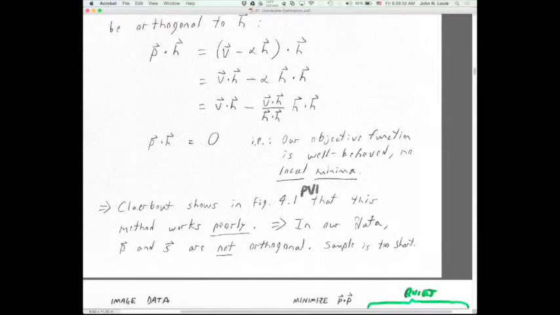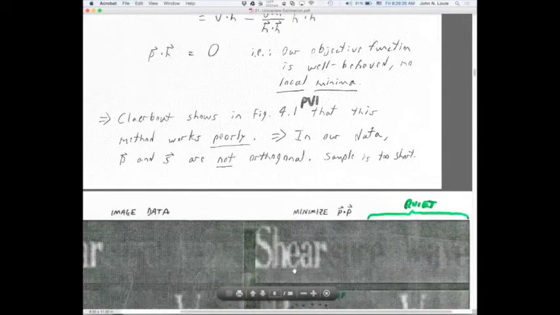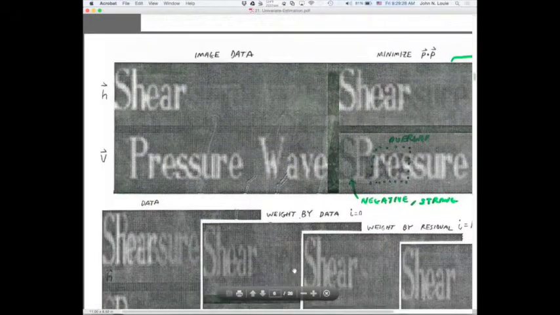Now, of course the trouble is, and Claerbout shows this with a simple example, although for earthquake seismologists it's not at all an obvious example because it's an image, not a seismogram. In figure 4.1 in the PVI book, Claerbout shows that this method works poorly. What that means is that in our data, P and S are not orthogonal. Our sample of P and S is too short, and so it violates the whole setup of the problem.